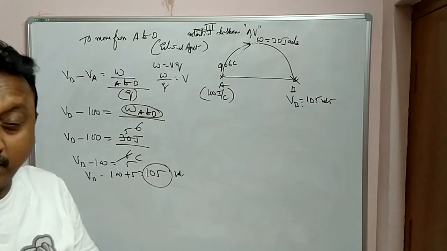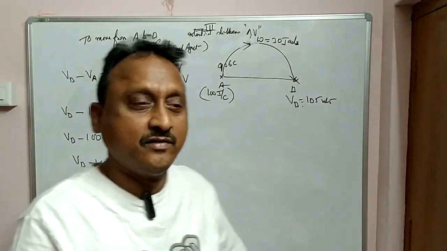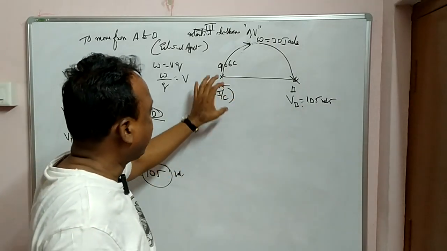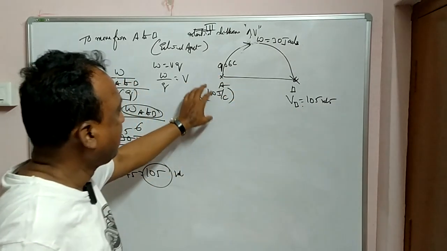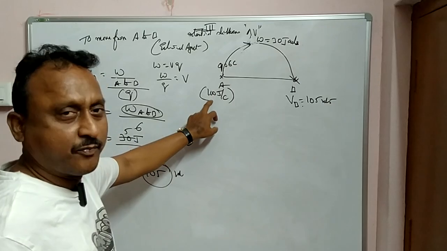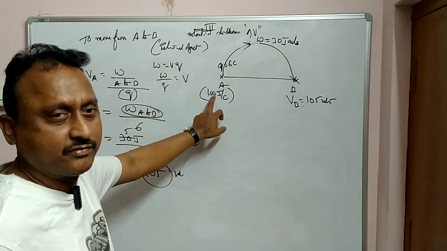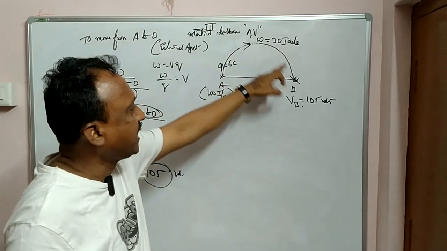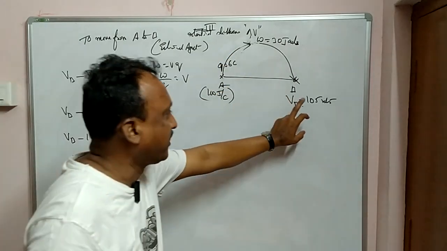So this problem has to be done very carefully. You have to understand the concept first of all. Okay, here at A the potential is already given, 100 volts. 6 coulombs has to move from A to B. He is asking what is the potential at B.